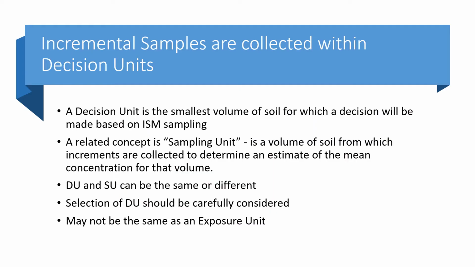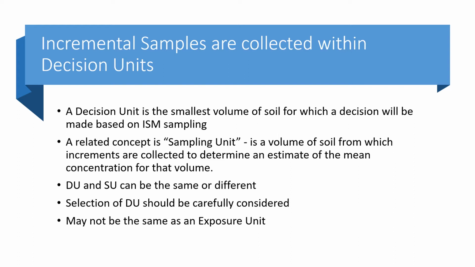So let's take a moment to talk about some definitions. Incremental samples are collected within decision units. I've used this term in a few slides without defining it, so let's do it now. A decision unit is the smallest volume of soil for which a decision is going to be made based on ISM sampling. A decision unit could be as small as a residential yard, or it could be many acres. A related concept is a sampling unit, which is a volume of soil from which increments are collected to determine an estimate of the mean concentration for that volume. A decision unit and a sampling unit are often the same, but they can be different, and I'll show you an example in a moment.